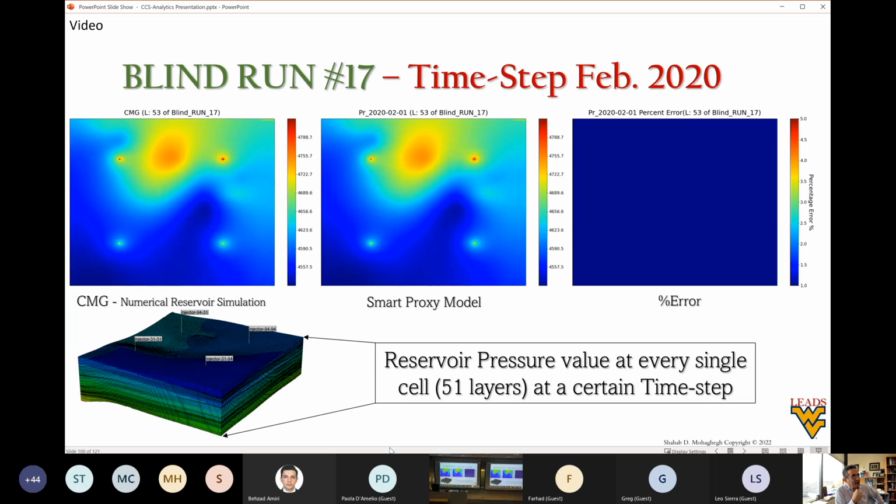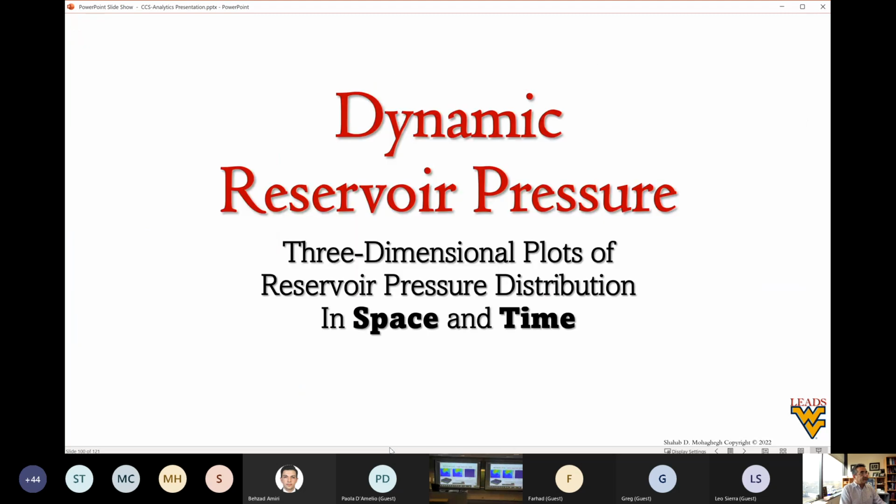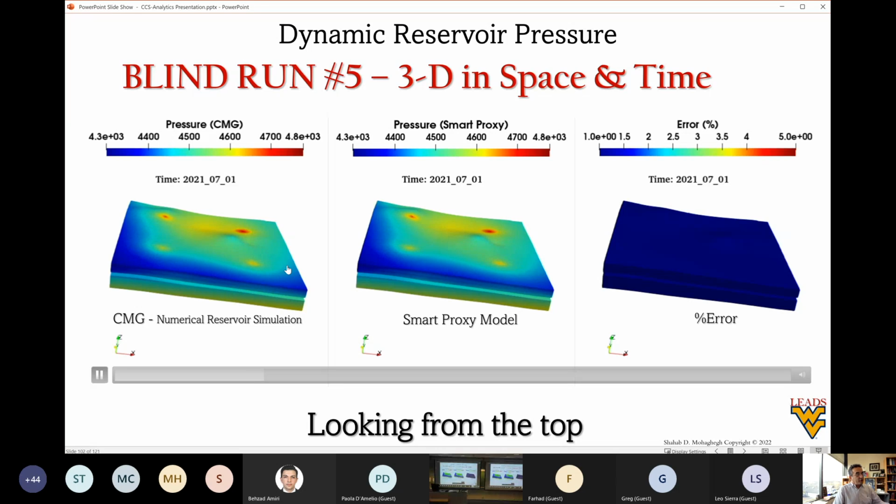But it shows you how good it can be. All you have to provide is the geological realization, and then you send it to the numerical reservoir smart proxy model, and it provides you exactly the same thing that your numerical reservoir simulation does, with very, very high accuracy. The only thing is, it generates it so fast. So, space and time.